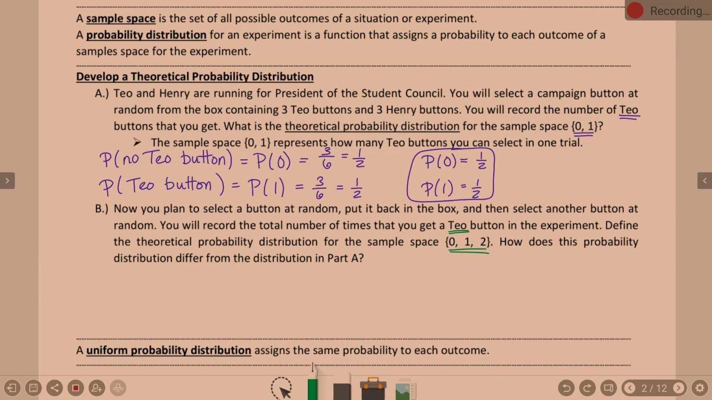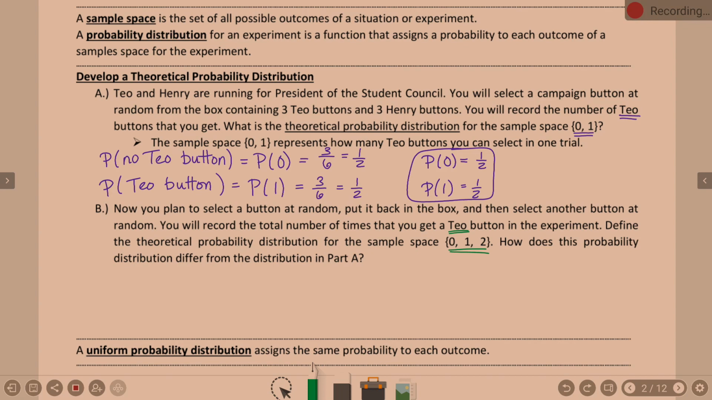So 0, 1, 2. 0 means you get no TO buttons. 1 means you get 1 TO button, one of your 2 draws. And 2 means you get 2 TO buttons, like both draws are TO buttons. Now, maybe you can see that and you know exactly what we're going for. Personally, I want to make sure everyone gets there, so I'm going to set up a tree diagram.